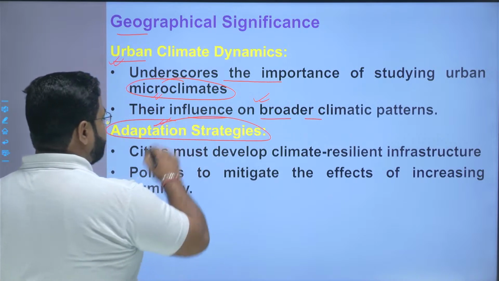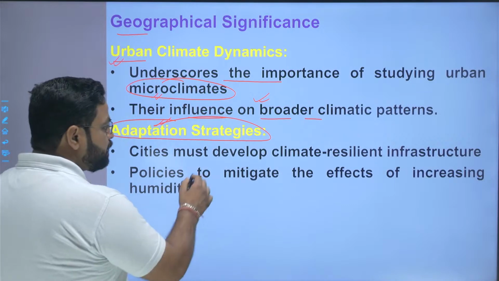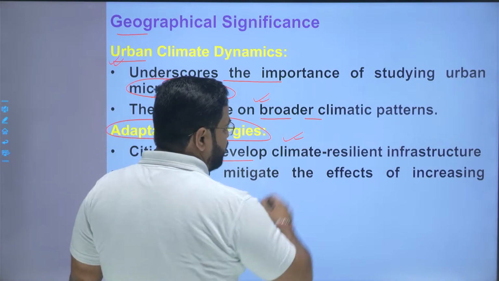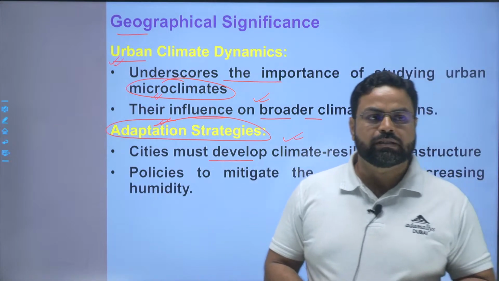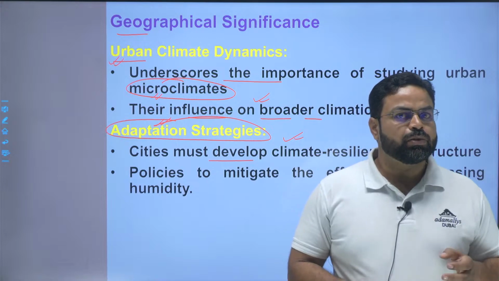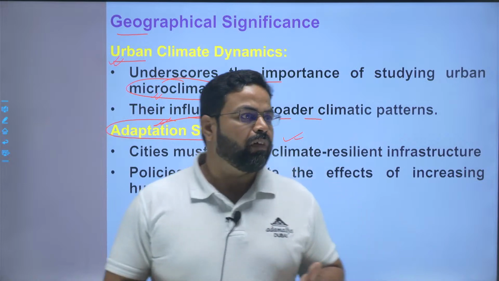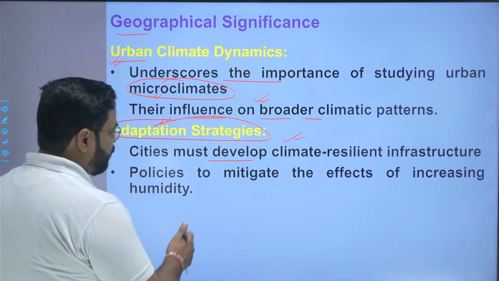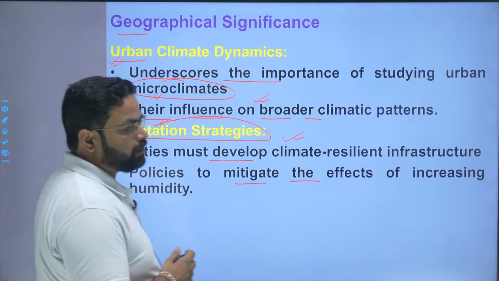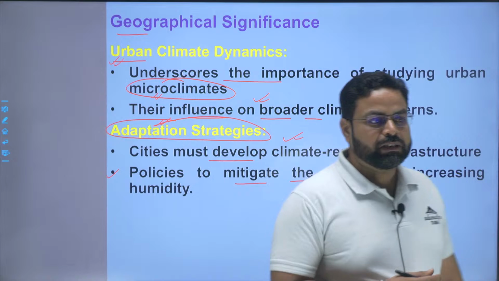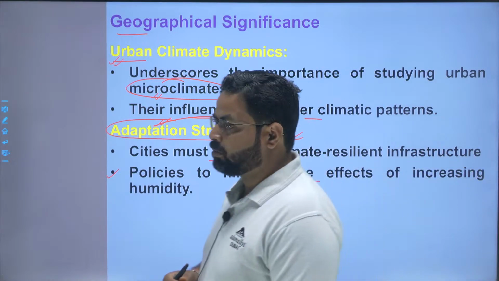Now, adaptation strategies should be there. What kind of adaptation strategies are needed for this purpose? The cities must be developed in a way that they are climate resilient. Their infrastructure should be designed in such a way that they are climate resilient. They should be in a position to withstand high intensity climate fluctuations. Thereafter, policies to mitigate the effects of increased humidity should be there. The government should formulate policies so as to address the problems of increased instances of high humidity.